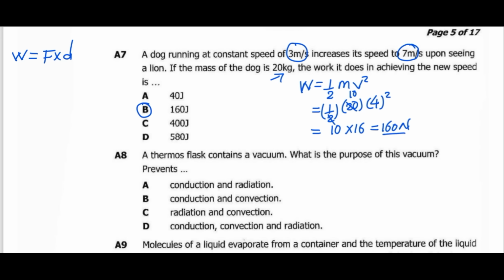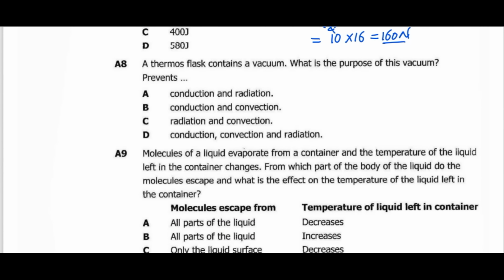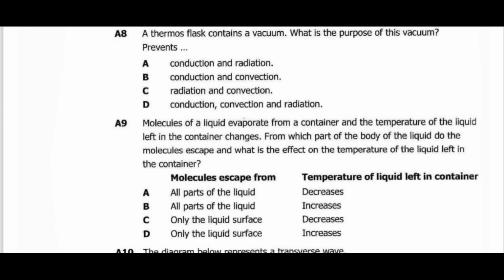Though this question was a bit sensitive, according to my understanding, this is how I'm getting the concept of it. Since the question is about the work done in achieving the new speed, the work that was done was to increase the speed by 4 meters per second. That was added because we know that 3 plus 4 gives 7 meters per second. So that's my understanding. Then we have question 8.